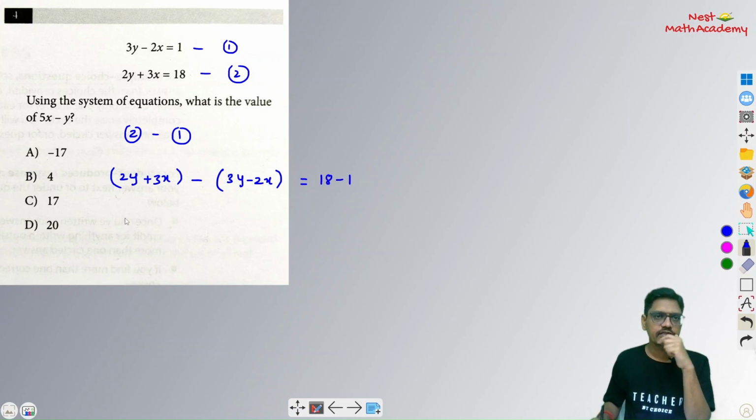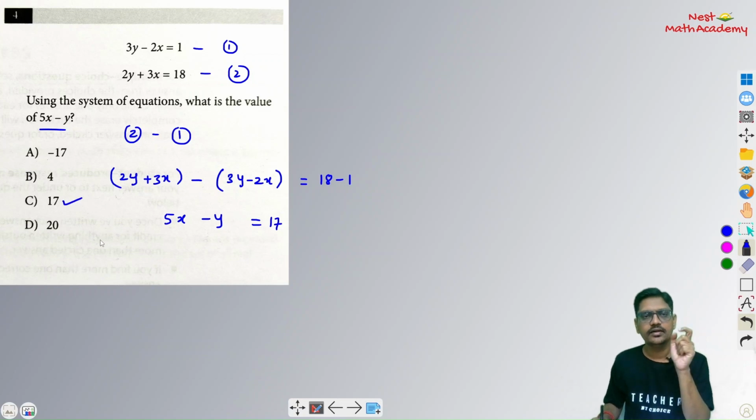Combining the like terms yields 2y minus 3y, minus y. For 3x, this minus sign and this minus sign combined together will give a plus sign, plus 2x. So 3x plus 2x, 5x. So 5x minus y is equal to 18 minus 1, which is 17. That's what they asked for. What is 5x minus y, which is 17.